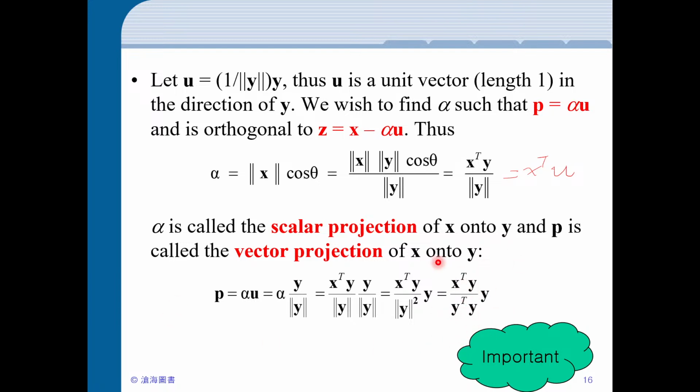Those formulas are useful. If you want, you can memorize them a little bit so that you can use them when you need them. So that's the vector projection. Any questions?